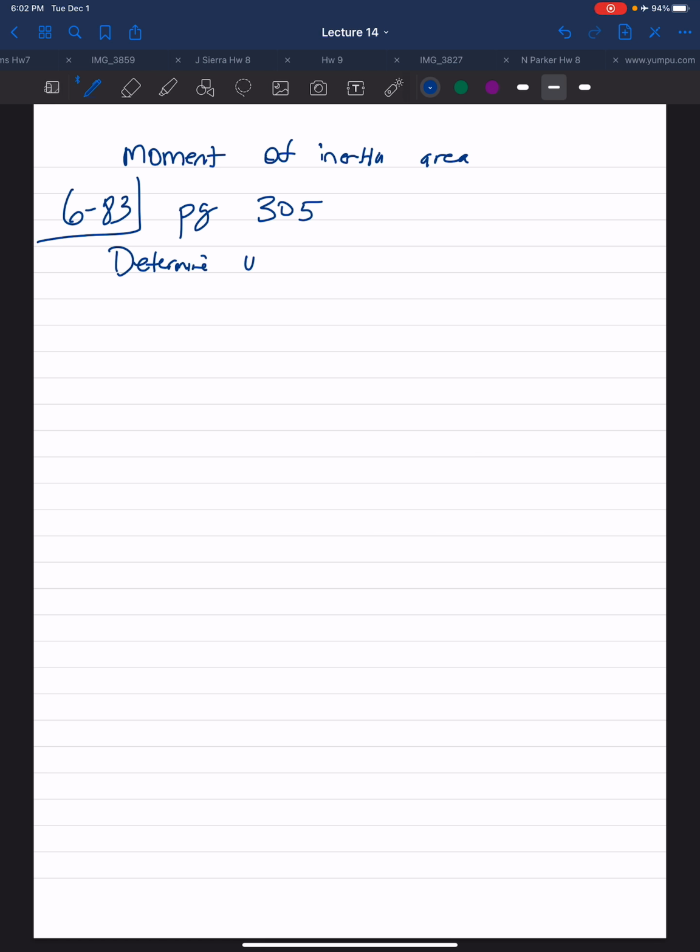Okay, so continuing to work with the moment of inertia of an area. Let's take a look at another problem, 683. This is on page 305 in your text. Here they want us to determine the centroid location, y bar, of this irregular shape, and then calculate the moment of inertia of this area about the axis.